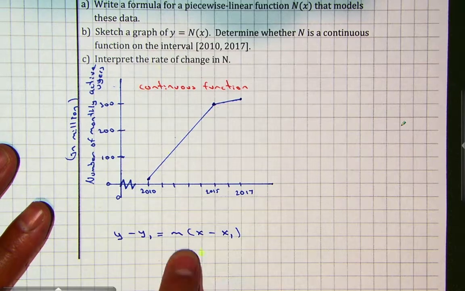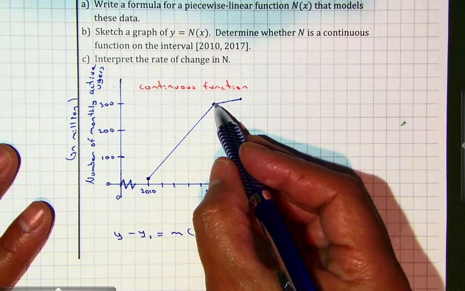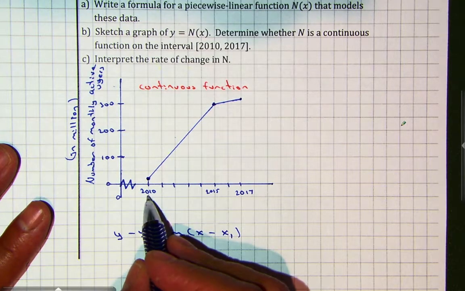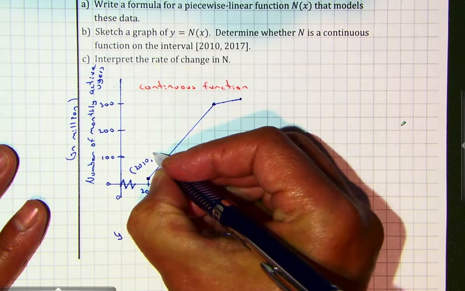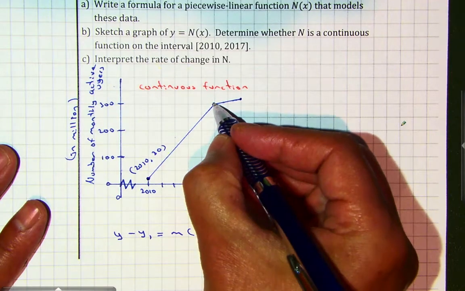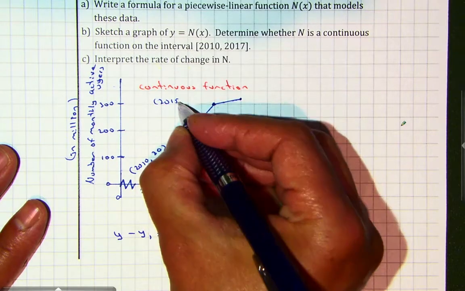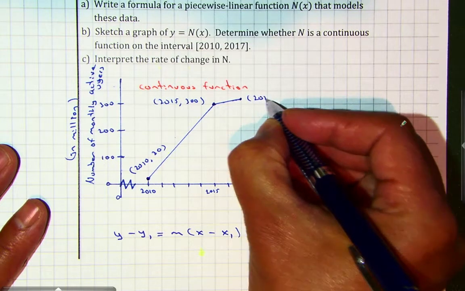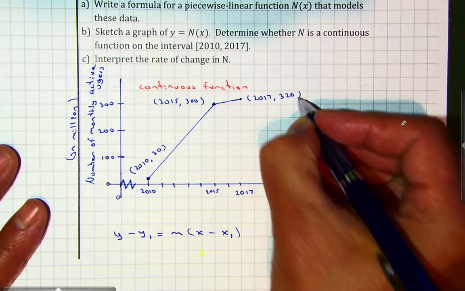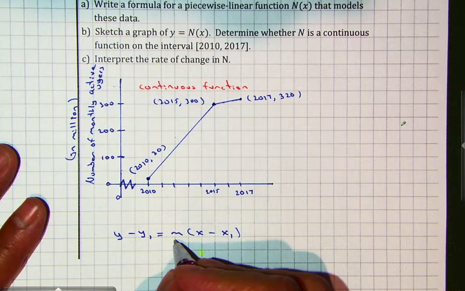But in order to use this, I need to be able to find a specific point on the graph. So we do have points. I can use this point or that point. This point, x is 2010, y is 30. This point here, x is 2015, y is 300. This point here, x is 2017, y is 320. So I have a point I can use, but I don't have my slope. Therefore, I need to find my slope.